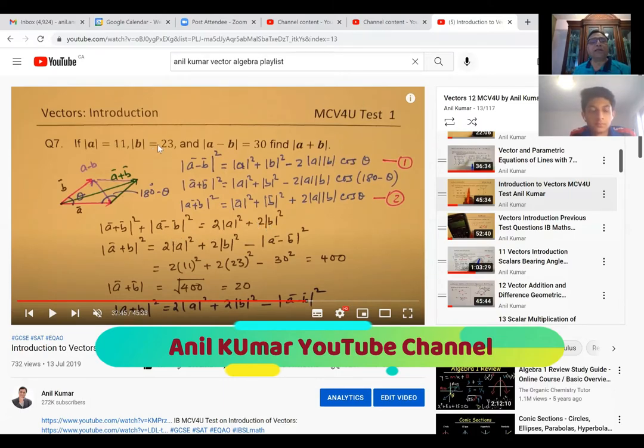And we know the magnitudes, so 11 square plus 23 square is on the right-hand side. And we'll subtract 30 square to get A plus B whole square, which comes to 400. The square root of 400 is 20. That becomes the answer. Do you get the idea?